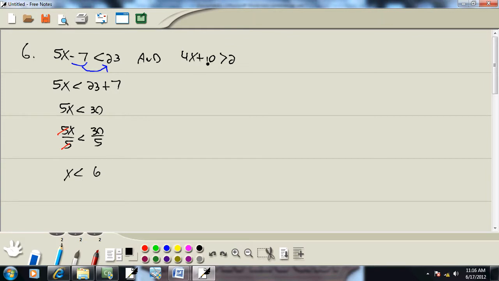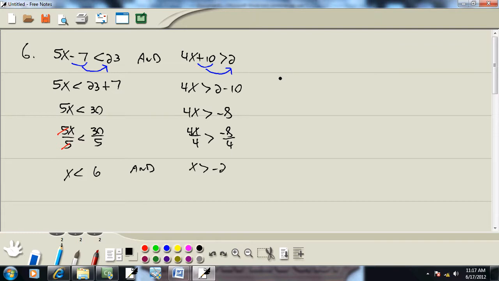Let's do this other one. There's no parentheses, there's no fractions. Get everything with an X on the left side, numbers on the right side, so I take that over. When I take the 10 over, it becomes a negative 10. Again, when you move anything across the inequality symbol, the sign changes. 2 minus 10 gives us negative 8. Last step, divide both sides by the number in front of your X, which is a 4. And we've got X is greater than negative 2, with an and between them.